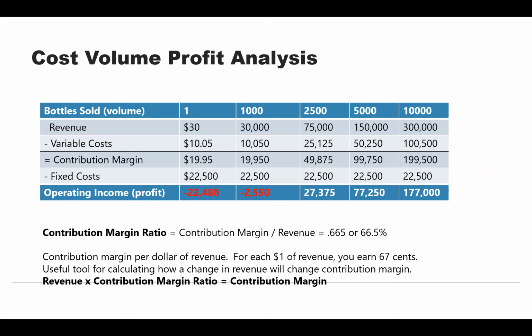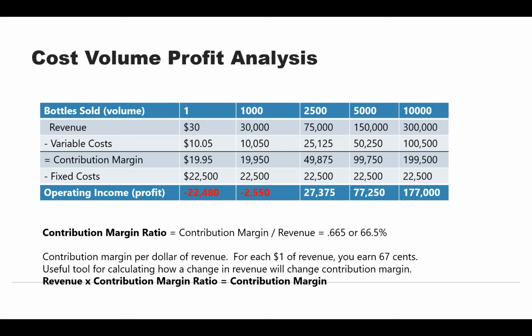So for 1 bottle sold, your revenue is $30. Your variable costs would be $10.05. So your contribution margin is $19.95. And then you've got $22,000 in fixed costs. So you're at negative $22,480 for your operating income. And that would be your profit for this endeavor.